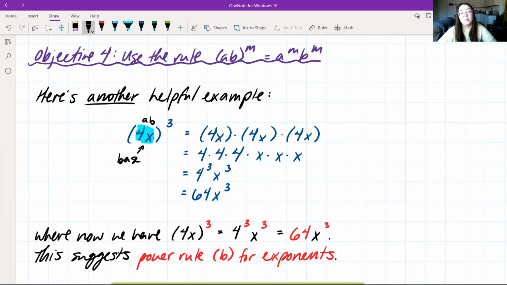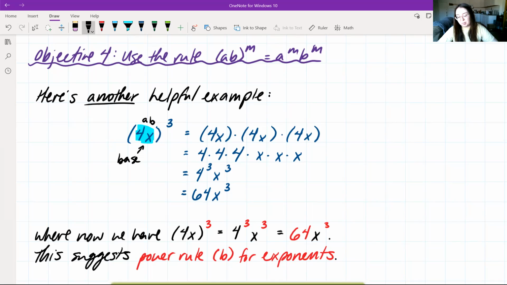A lot of the times you will have a coefficient or some number to a power, where if it's not a variable, you most of the time do want to solve for that value. So now where we had 4x to the power of 3, we're saying that this is equal to 4 to the power of 3 times x to the power of 3, which is suggested in our objective name. Then we can simplify down to 64 times x to the power of 3.